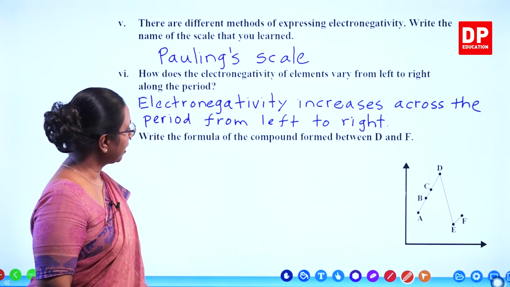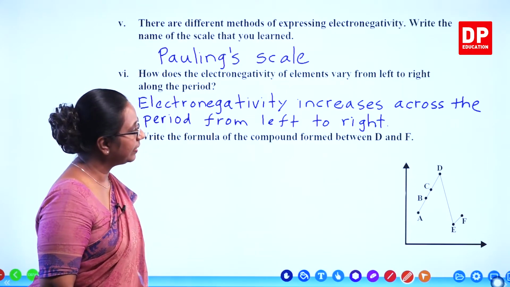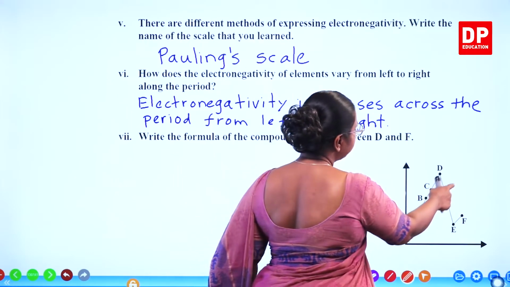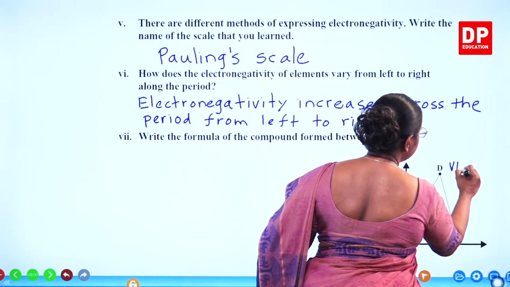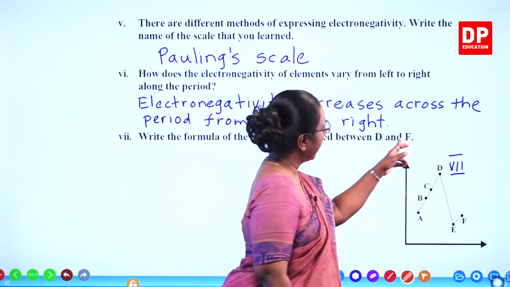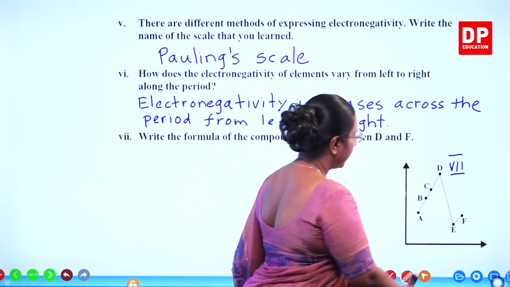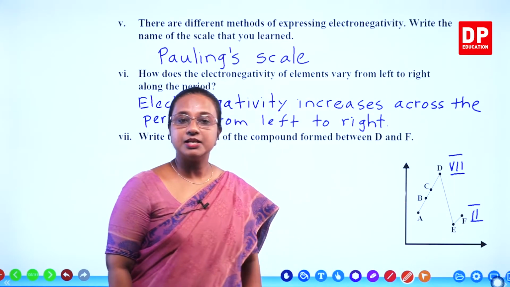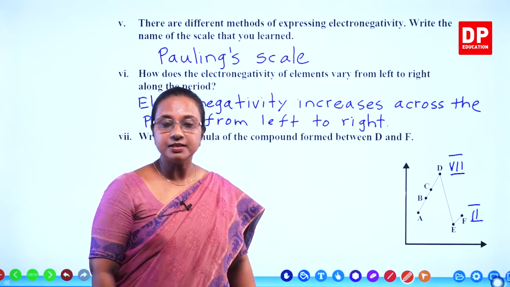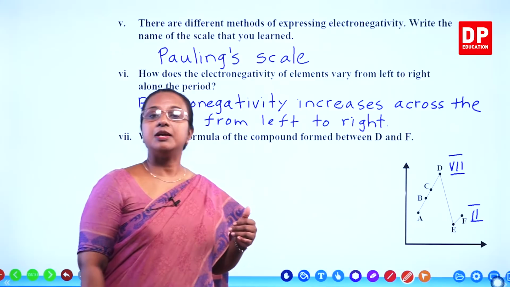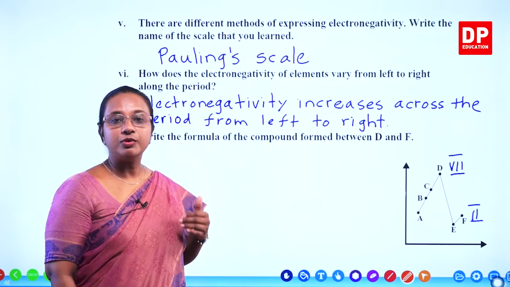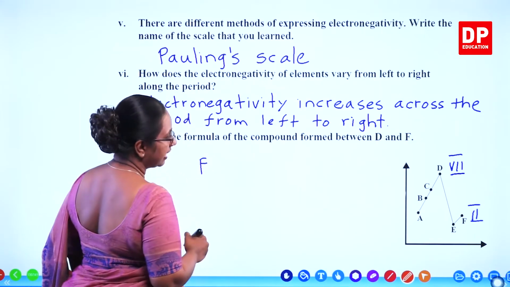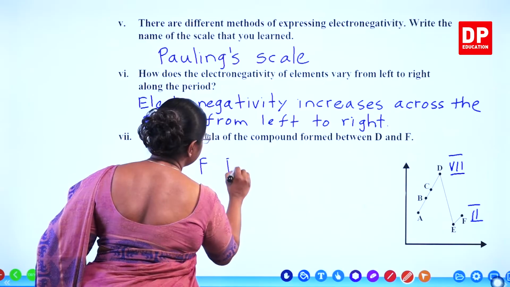Write the formula of the compound formed between D and F. So here we already identified element D is in group 7. And you can see element F. F is in group 2. So D is a non-metal and F is a metal. When we write chemical formulas, we have to write the metal first. So here I write it as F first and then D.